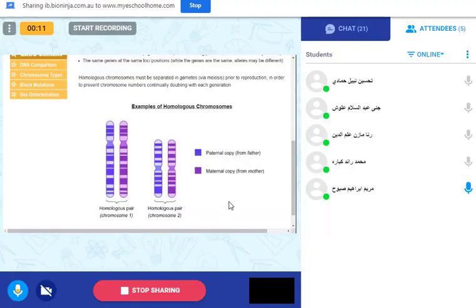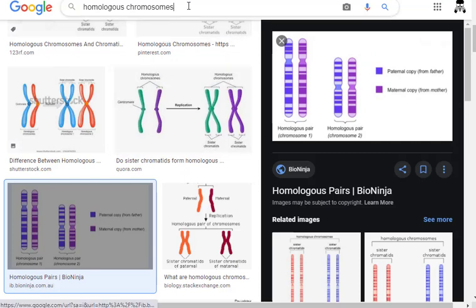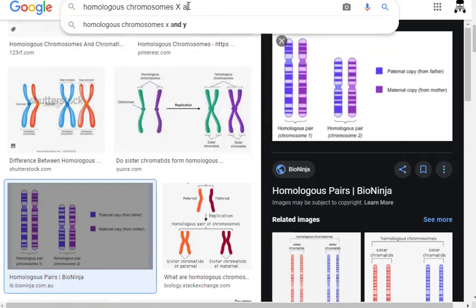You see, Mariam? Yes, yes. Same size. Same centromere. You see the centromere where it is in the first one and the second pair. And same genes. Same coloring. So these are homologous for sure. 100%. Let's look now for the homologous chromosomes X and Y.